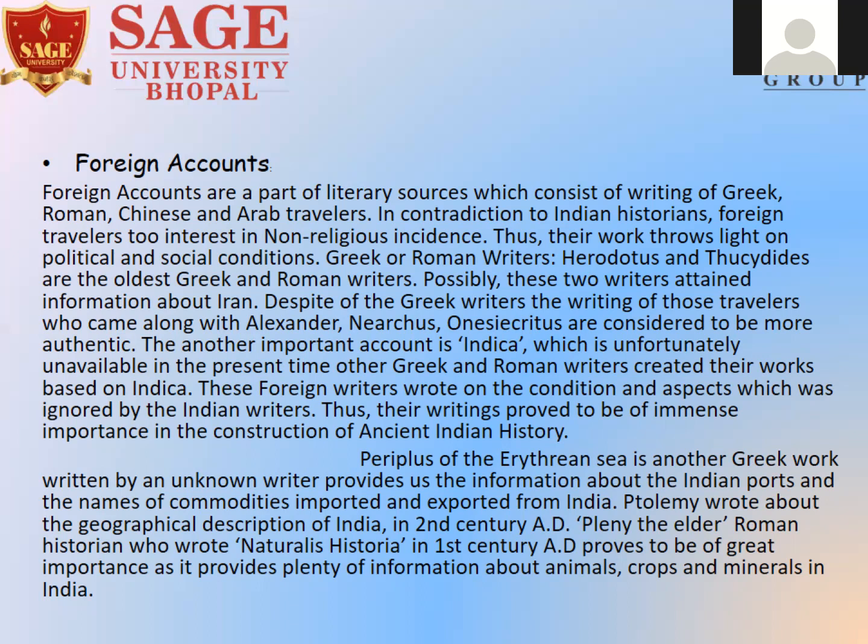Friends, another book is Periplus of the Erythraean Sea. The author of this book was unknown, but it gave information on Indian ports and the commodities imported and exported from India. Ptolemy wrote the book Geography, which gave a geographical description of India of the 2nd century AD, whereas Pliny the Elder, the Roman historian, wrote Natural History in the 1st century and gave immense information about the animals, crops and minerals of that time in India.